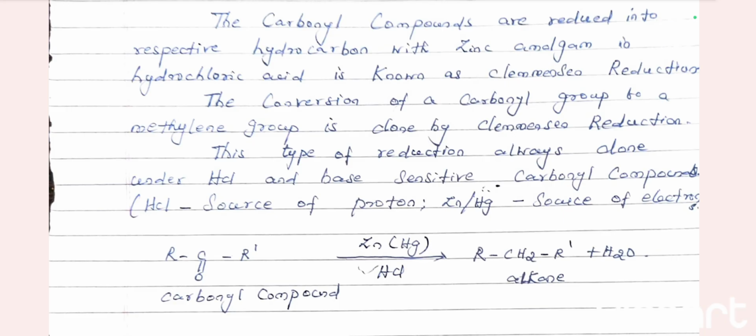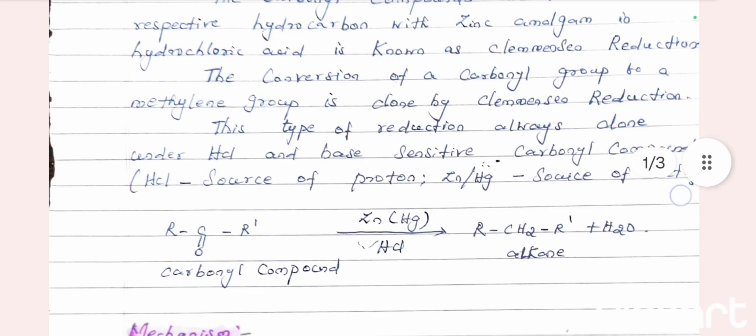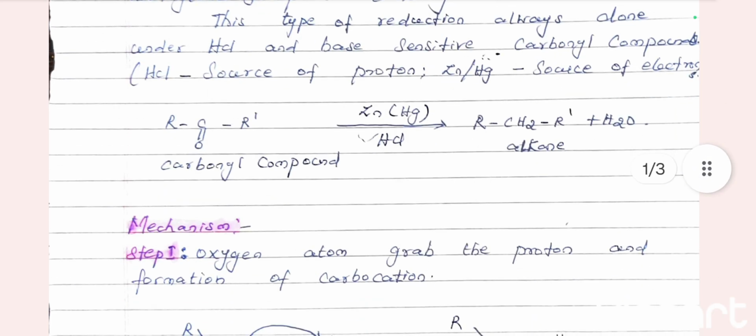Simultaneous abstraction of proton and electron by carbonyl compounds finally gives the corresponding alkane. Here I have taken an unsymmetrical carbonyl compound in the presence of hydrochloric acid and zinc amalgam. It is converted into the corresponding alkane, and one molecule of water is produced. In this mechanism, the following steps are involved.